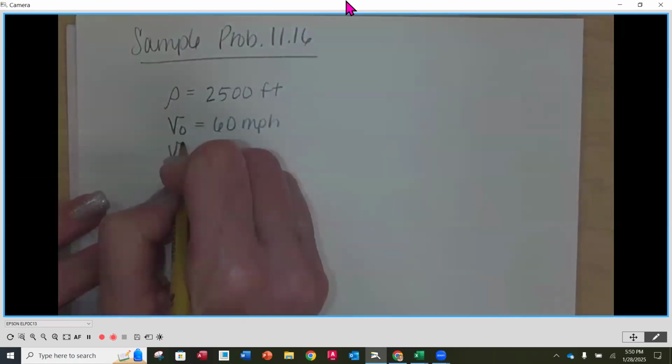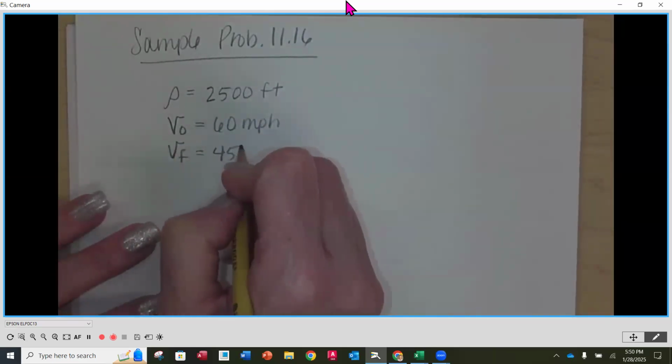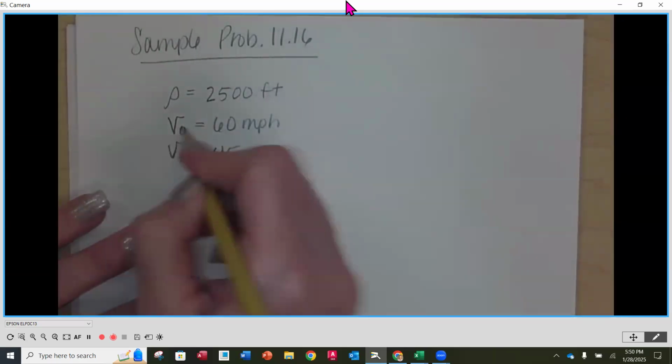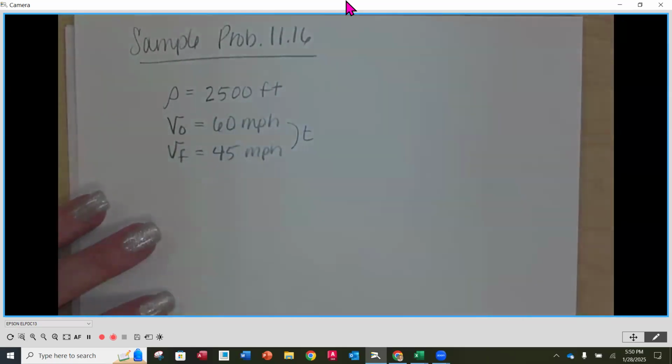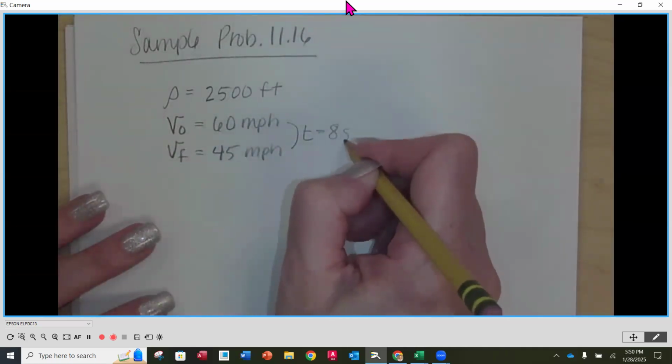And then we've got our V final because we slow down to 45 miles per hour. And in order to do this, the time to go from 60 to 45 is going to be 8 seconds.